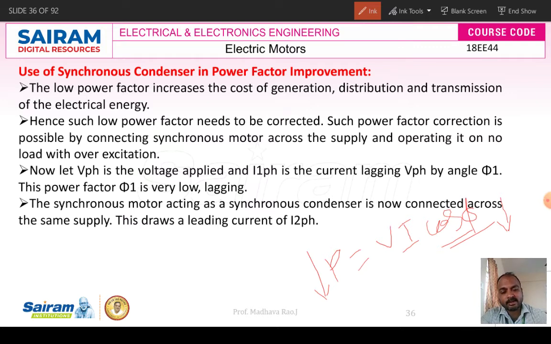Once the synchronous motor is connected across the supply, the current drawn from the supply will be in the leading position. So, the synchronous motor acts like a capacitor. By connecting the synchronous motor, synchronous condenser or capacitor, we can improve the power factor.